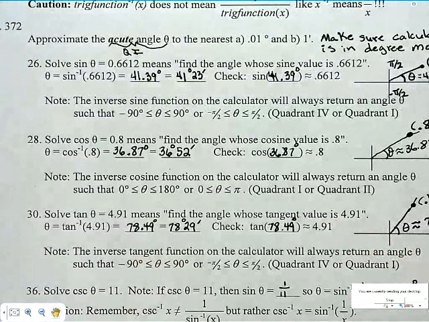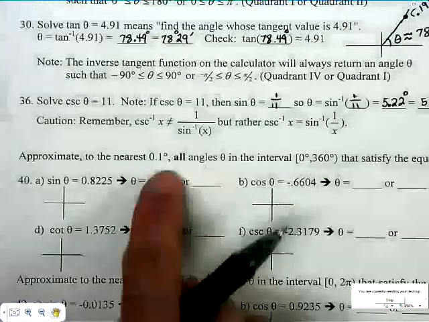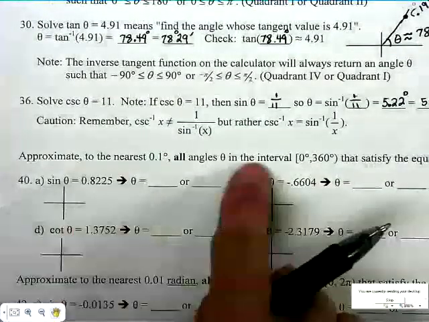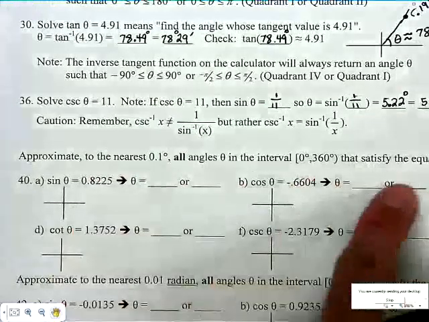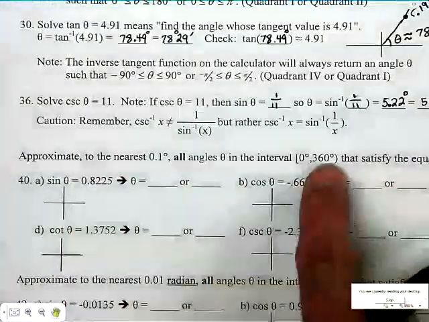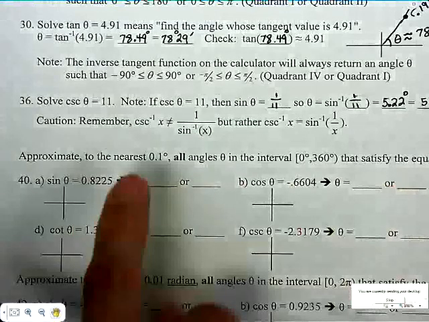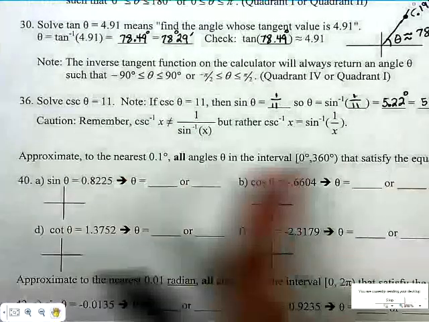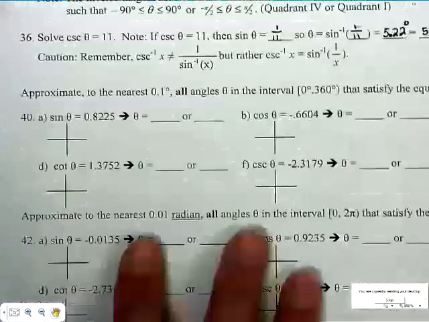If the calculator is only going to give me the first quadrant angle, I'm going to have to think about it and figure out the second quadrant angle. That's what we do in 40 and 42. Don't just give the acute angle theta, but give all the angles in one complete revolution of the unit circle that satisfy the equation. The calculator is going to give us one of the answers, and then we're going to have to use our smarts to find the other one. But we still want the calculator in degree mode because that's how we want our answers to be given to us. All right, number 40.